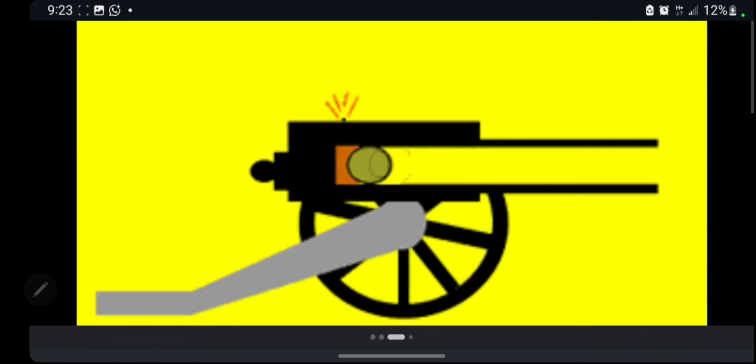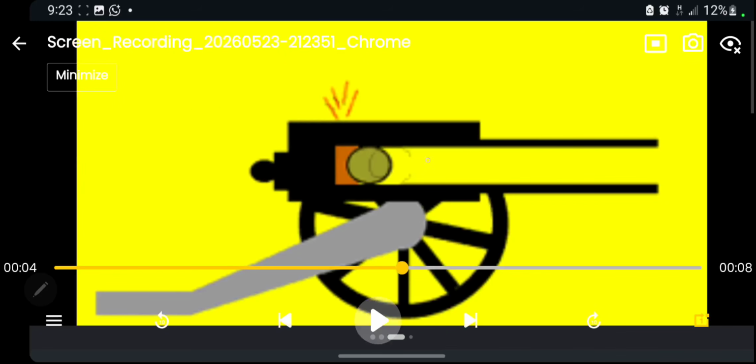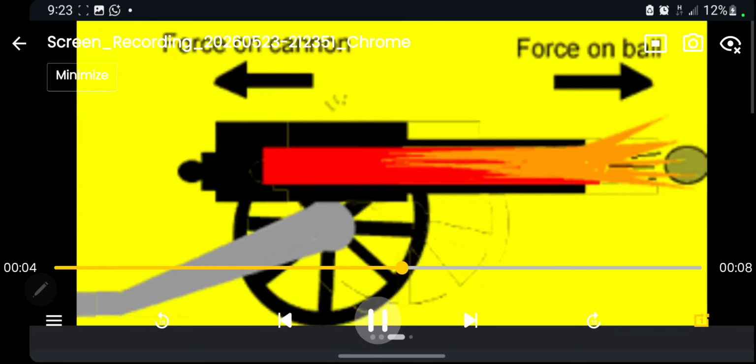For us to answer the next question, let's take this video for example. If we have a cannon like that, when it is shot in this direction, what we see is that when the ball is shot, the cannon moves in the opposite direction. That is what we call recoil. The velocity of the cannon is in the opposite direction, but the ball moves in this direction. So this is what we mean. Let me play that again.